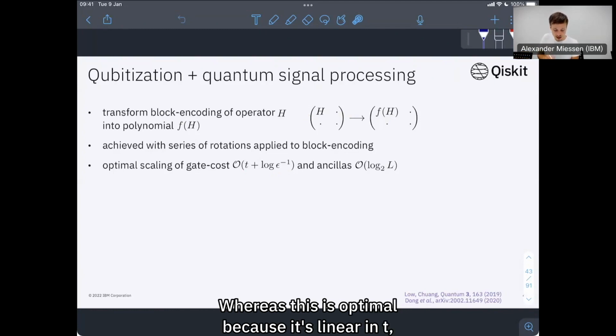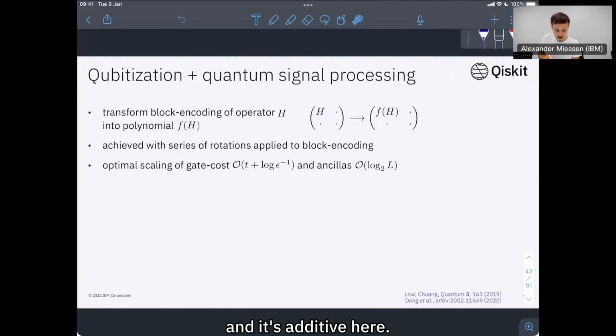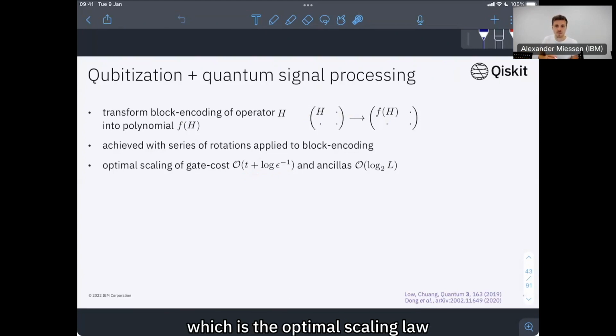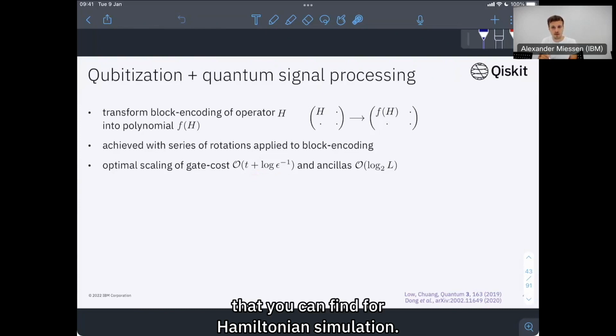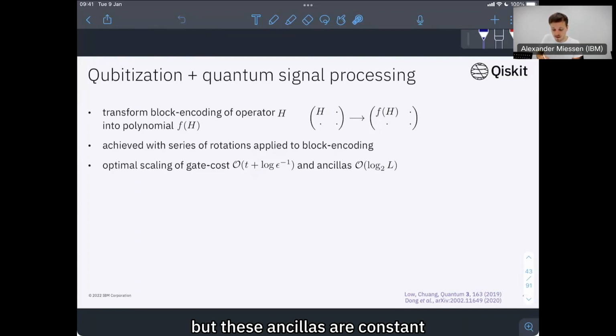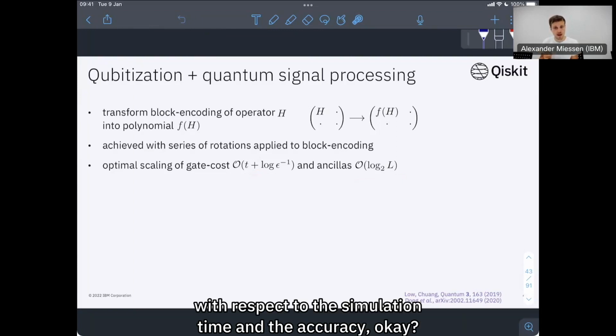Okay, why is this optimal? Because it's linear in t, and it cannot go sublinear in these algorithms, and it's additive here. So it's not multiplicative, but it's additive, which is the optimal scaling law that you can find for Hamiltonian simulation. And on top of this, you do require some ancillas, but these ancillas are constant with respect to the simulation time and the accuracy.